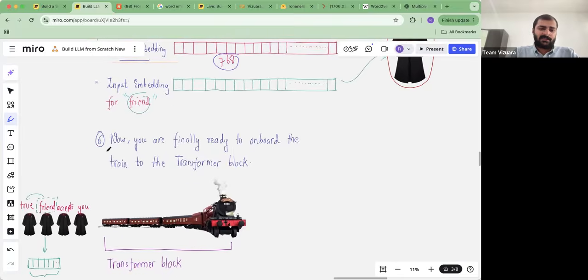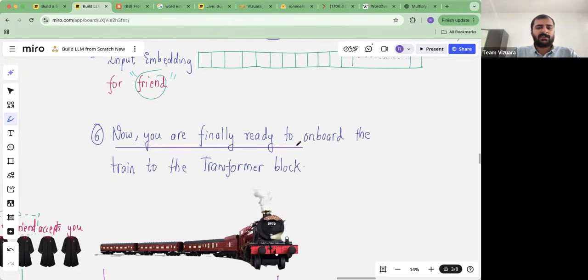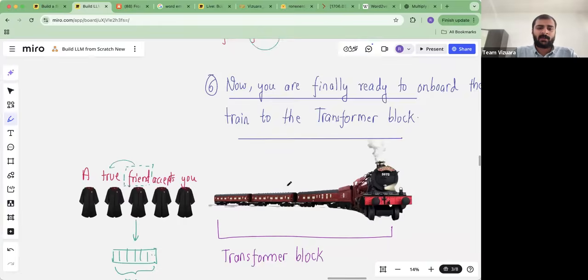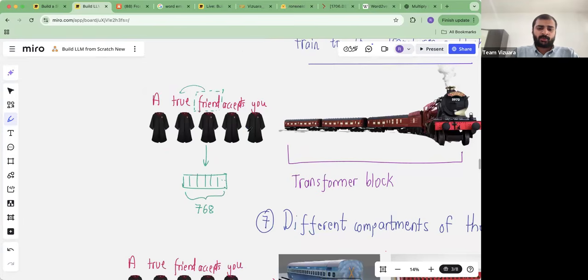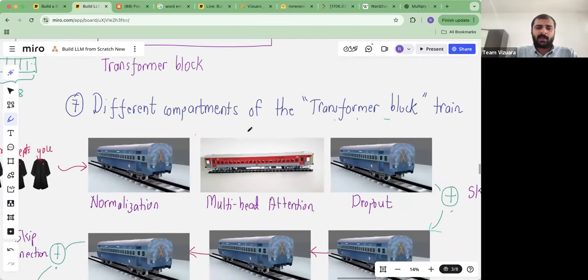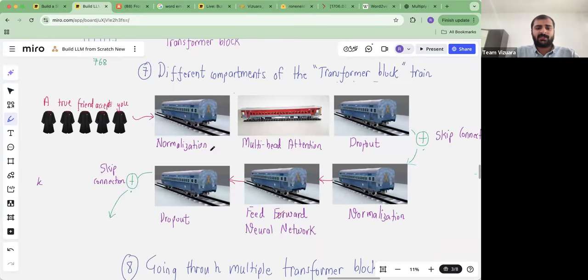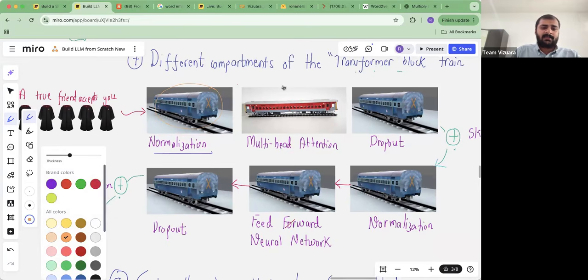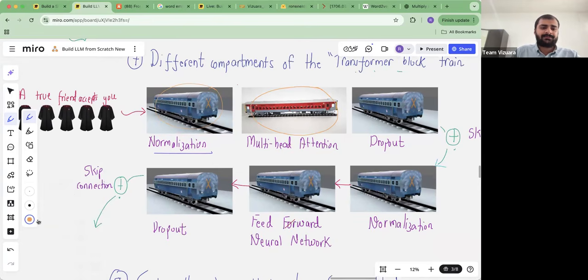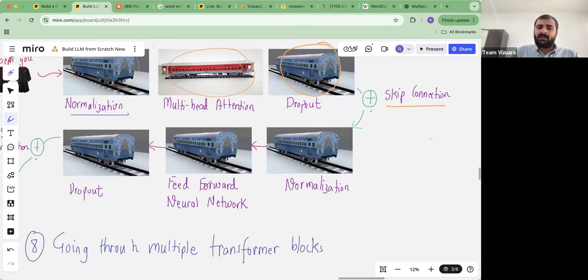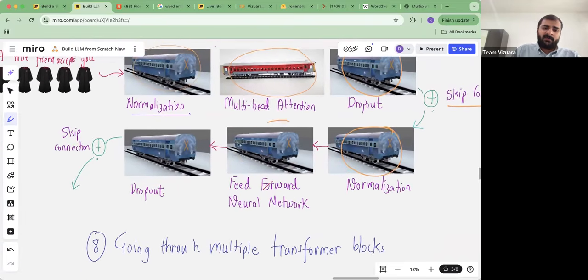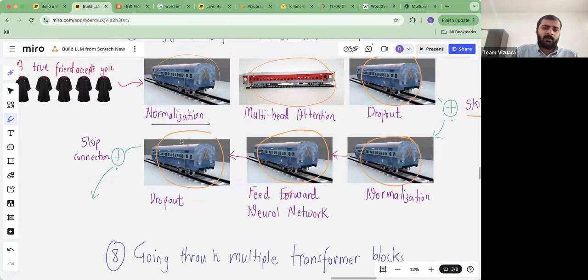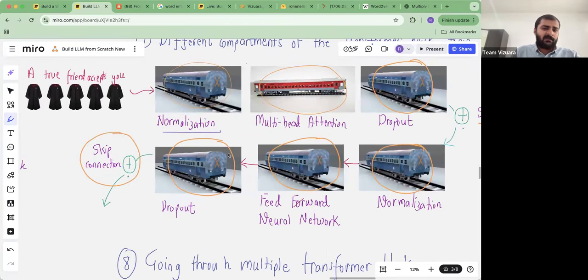And now, since every token has a uniform, the token is finally ready to onboard the train to the transformer block. Every token goes through the transformer block, and the transformer block has all these different compartments. It has a normalization layer over here. Let me mark this with a different color. It has a normalization layer over here. It has the multi-head attention layer over here. It has the dropout layer over here. It has a skip connection, another normalization layer, another feed forward neural network, another dropout layer, and one more shortcut connection. This is what we have seen until now.